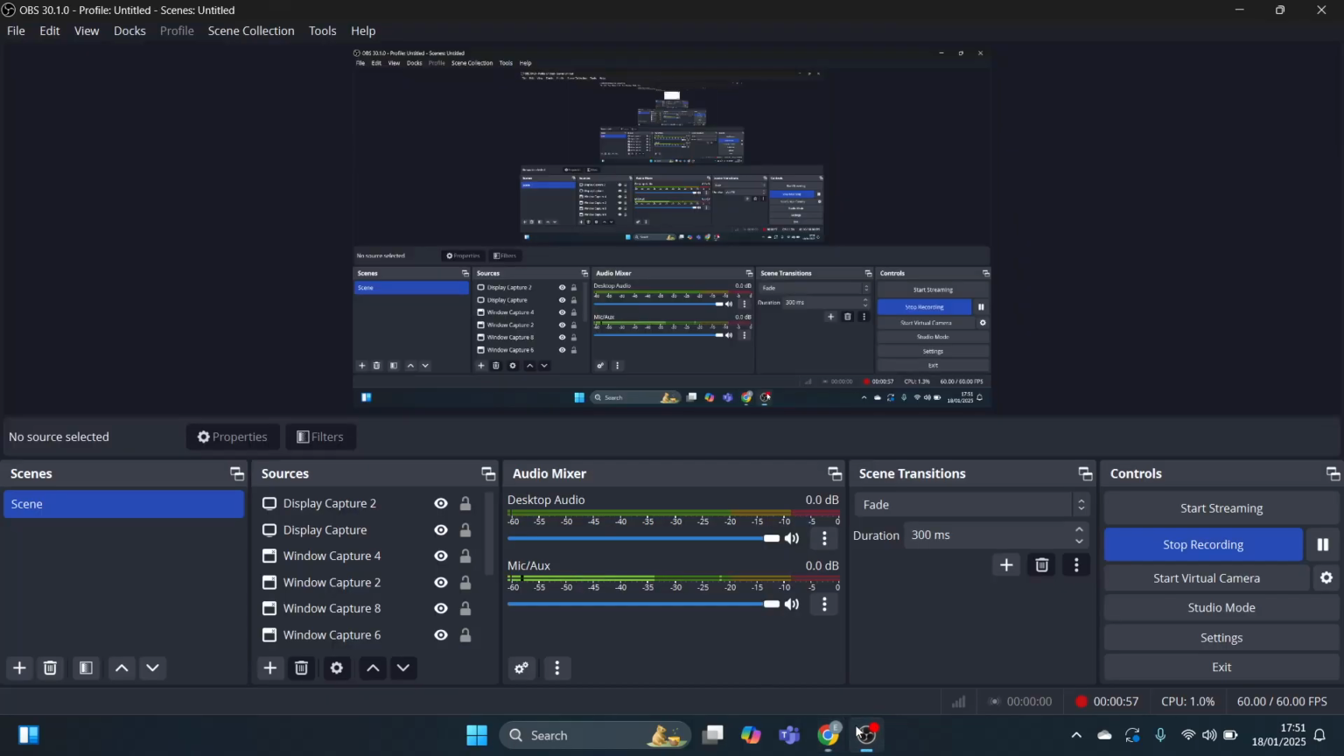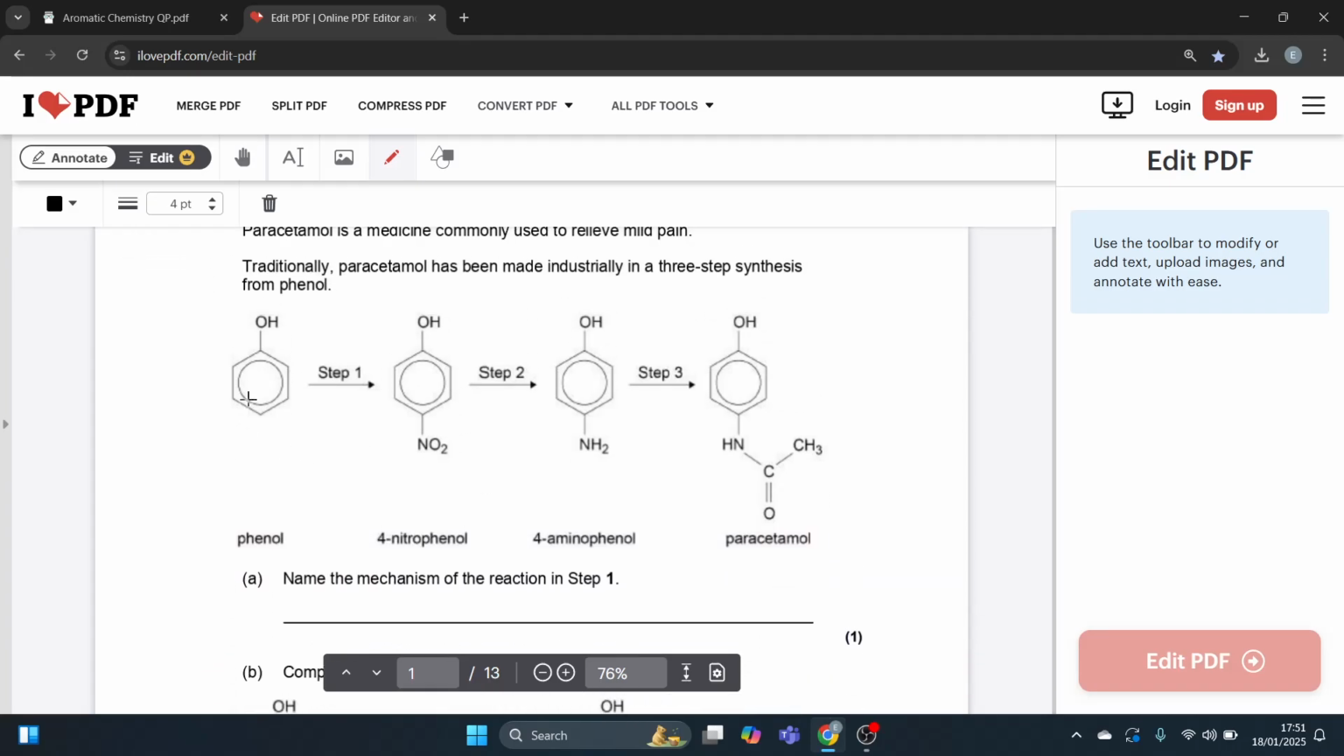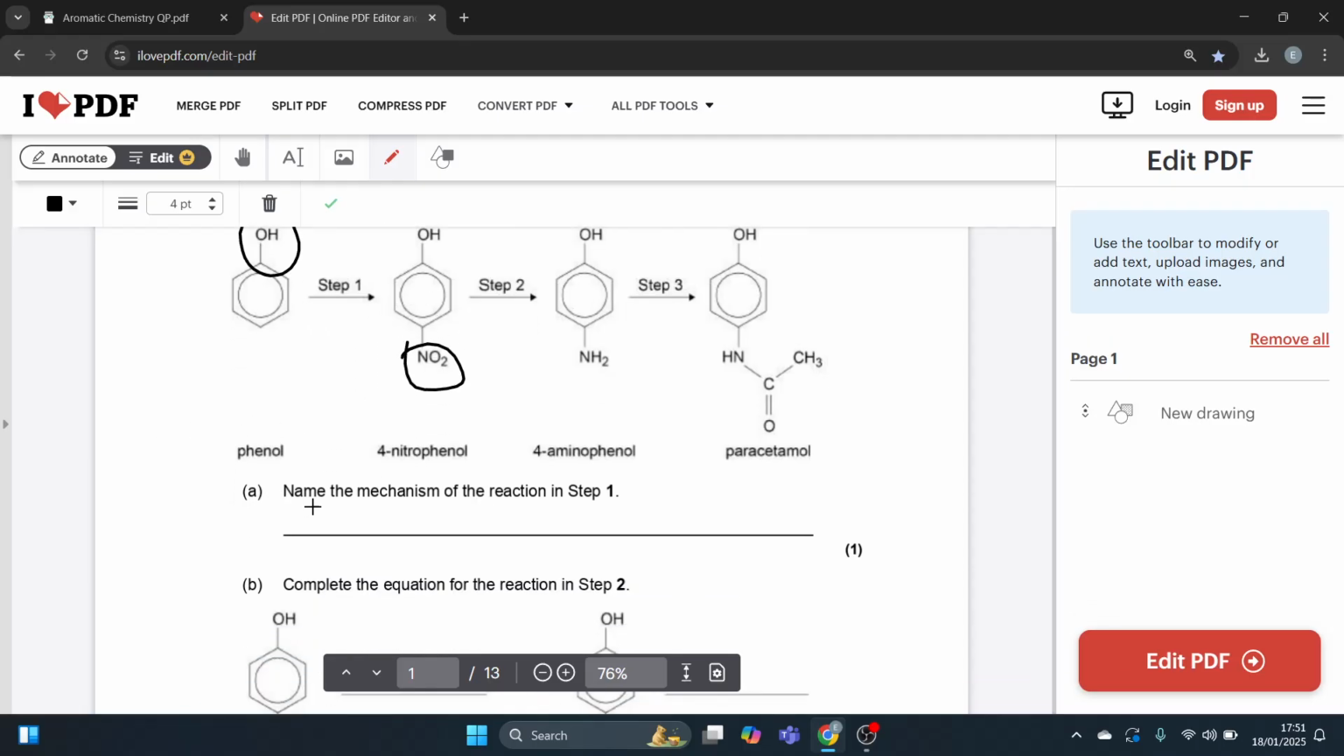Anyway, question one: Paracetamol is a medicine. Name the mechanism of reaction in step one. So I'm going from this and I'm adding an NO2 group, so it's clearly going to be electrophilic substitution. It's just how well you know your mechanisms. So don't complain, oh, I don't get this part of the question, if you don't know your mechanisms. Electrophilic substitution.